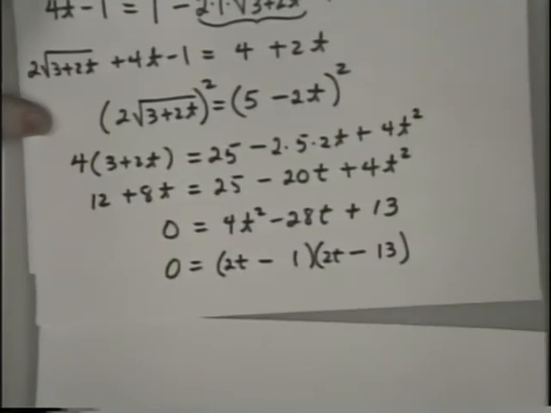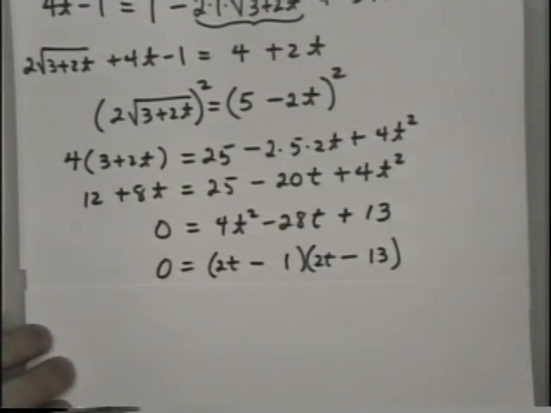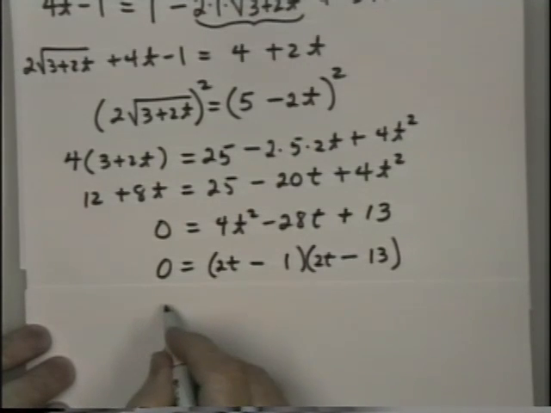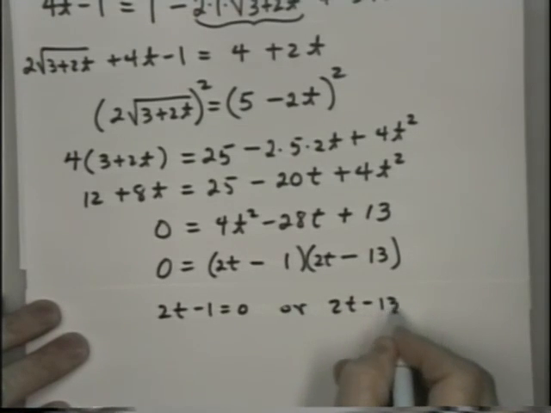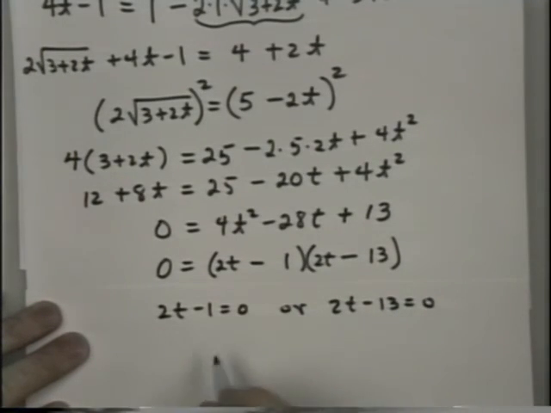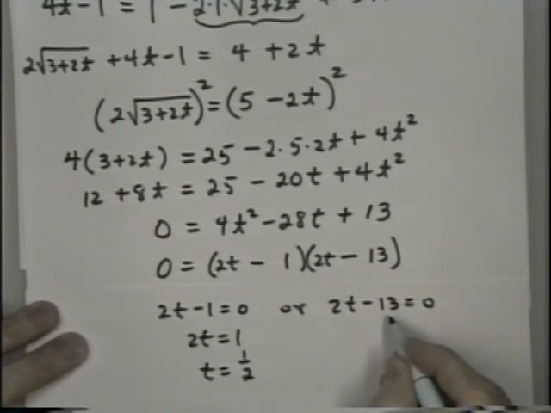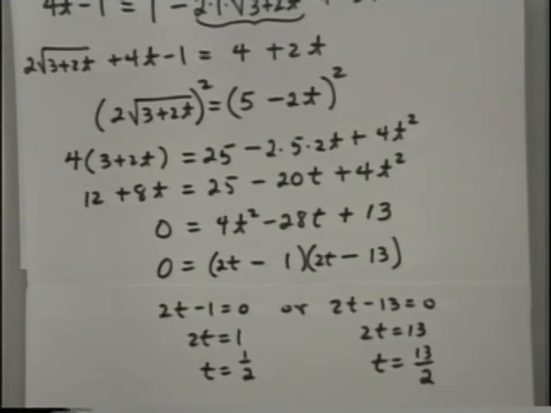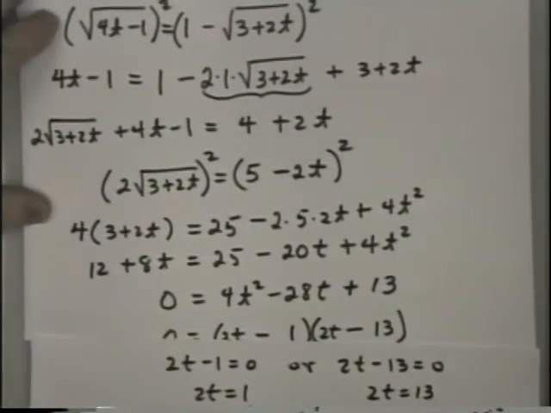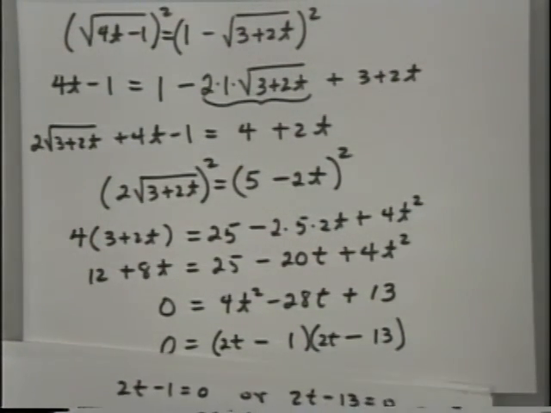All right. So, set each of those equal to 0. And solve for t. Add 1 to both sides and divide by 2. Over here, add 13 to both sides and divide by 2. And there are 2 potential solutions. So what do we do? We've got to find out if they are solutions.